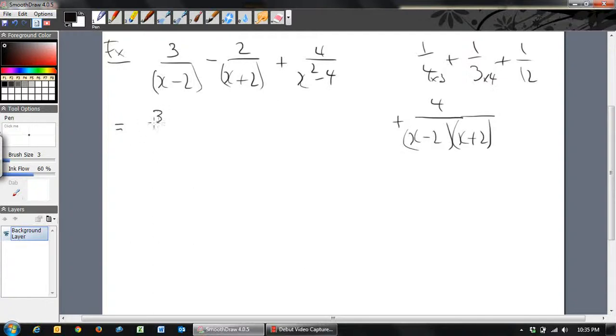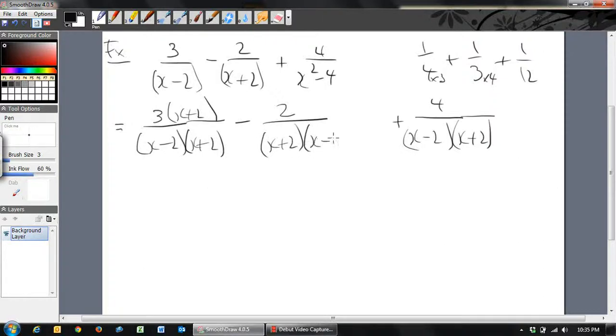So let's do that. We've got 3 over x minus 2. Let's multiply that by x plus 2 so we match the denominators, and then we'll have x plus 2 right there. Minus 2 over x plus 2, again we want to match it, so let's times it by x minus 2, and the top line by x minus 2. Right, it looks messy, but it'll clean up really quickly. What's on the bottom line? The bottom line will just be our x minus 2, x plus 2.